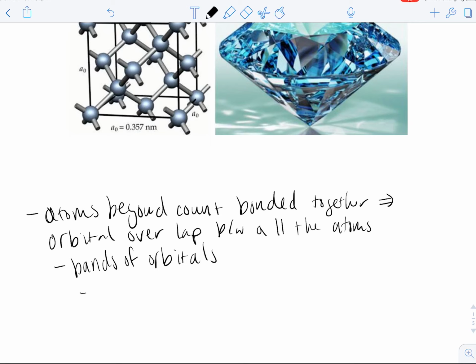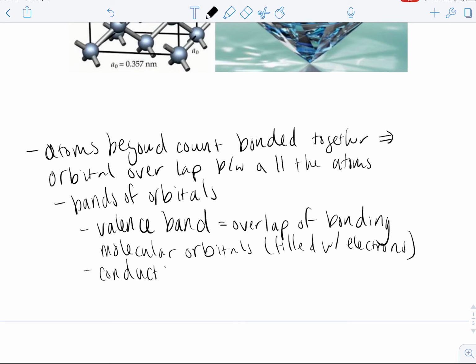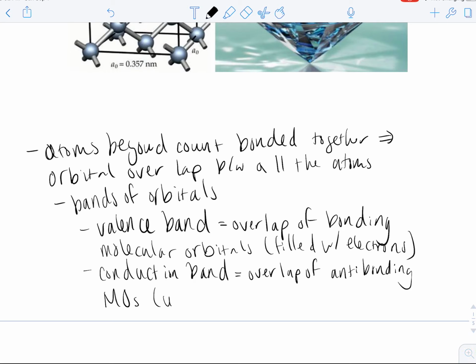So we're going to have a valence band. This is going to be the overlap of our bonding molecular orbitals, and this is going to be filled. And then we're going to have our conduction band. This is the overlap of our anti-bonding molecular orbitals. I'm just going to write MOs. And this is going to be unfilled, or empty.